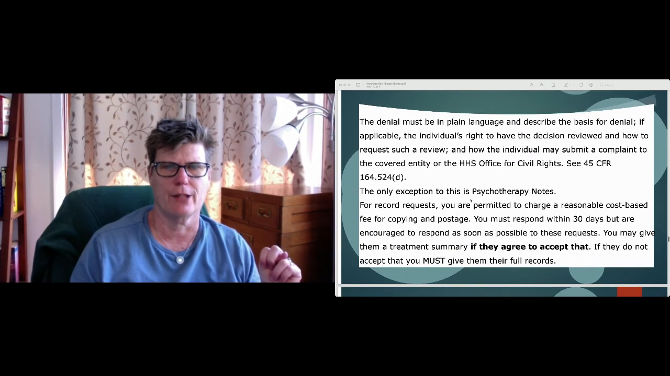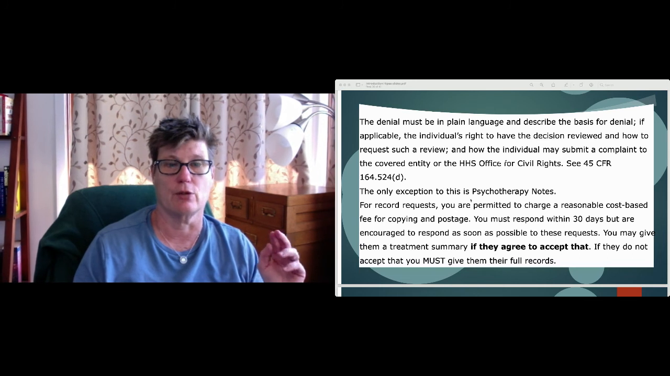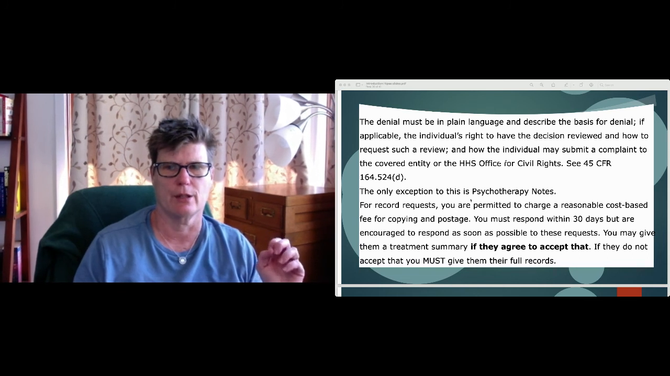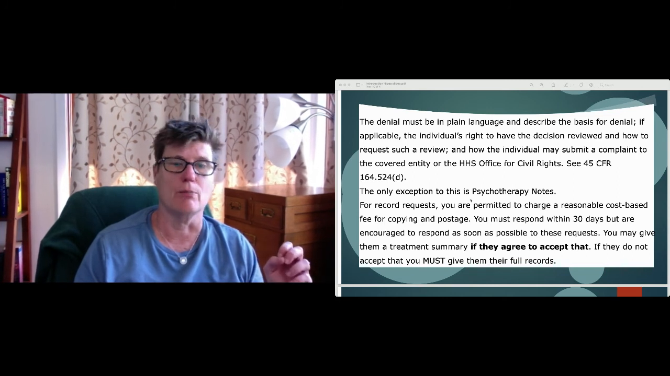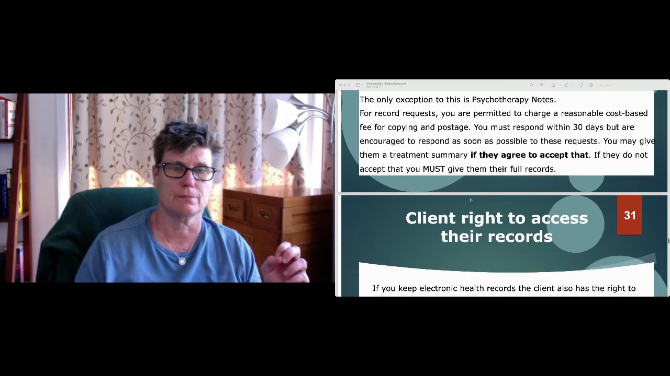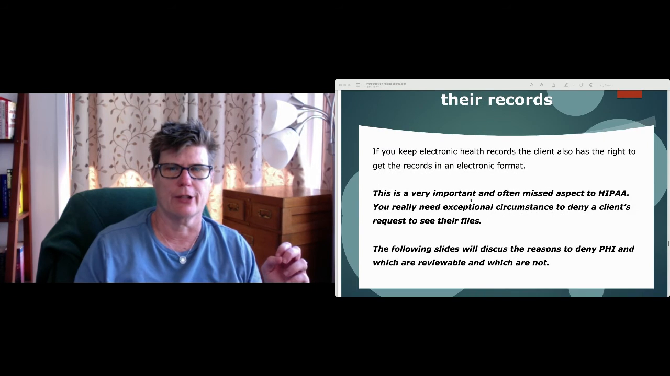For record requests, you are permitted to charge a reasonable cost-based fee for copying and postage. You must respond within 30 days, but are encouraged to respond as soon as possible to these requests. You can offer a treatment summary, and if they accept it, that's okay, but if they don't accept it, you must give them their full records. If you keep electronic health records, the client has the right to get them in electronic format.